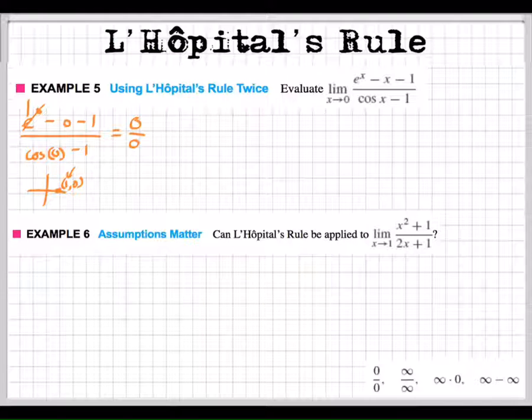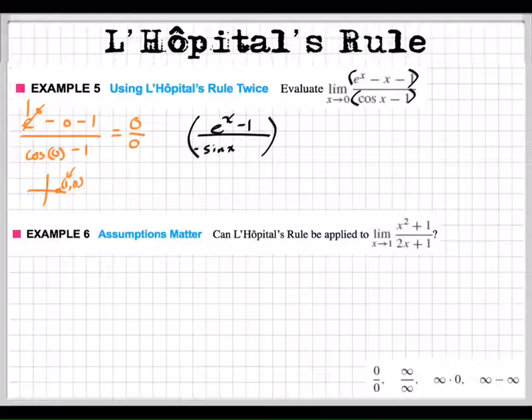So when we take the derivative of the top and the bottom, this is what we get. Derivative of the top, derivative of the bottom. Derivative of e to the x is just e to the x. So I just write e to the x again. The derivative of negative x is going to be negative 1. And then the derivative of a constant is 0. So the top is done. Now the bottom, we have the derivative of cosine. Derivative of cosine is negative sine x. And then we have the derivative of a constant, which is 0, so boom, we're done.